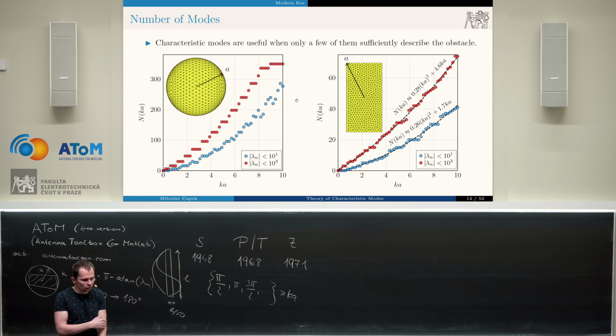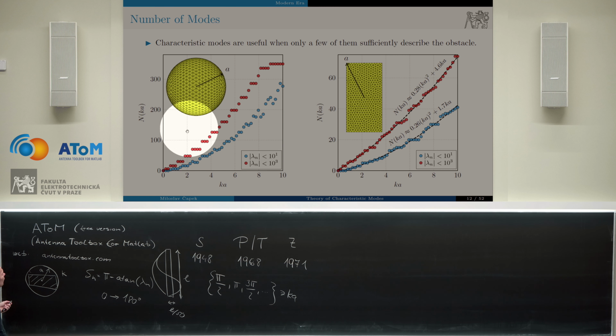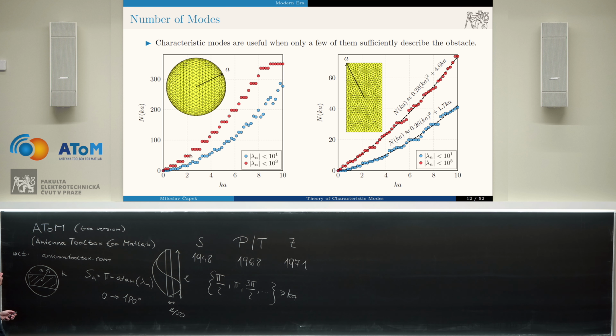Well, here, just for completeness, as I mentioned, any eigenvalue decomposition is especially useful in a case when it's offering a compact representation, meaning that only a few modes are needed to express fully the behavior of your structure. And here we can realize that this is the case for characteristic modes, especially for electrically small regions. So here we have two obstacles. The first one on the left is a spherical shell. On the right, we have a rectangular plate.